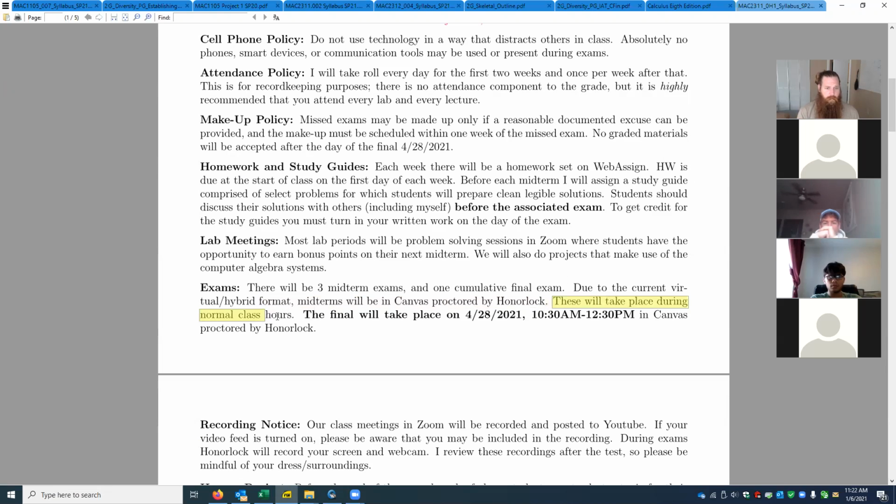The tests are all going to be during normal class time, with the exception of the final, right? The midterms will be during normal class time. And it's not like an online class where you can take the test all day. It has to be during class time.